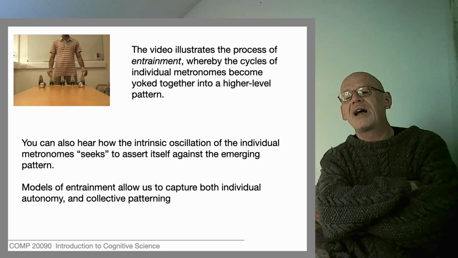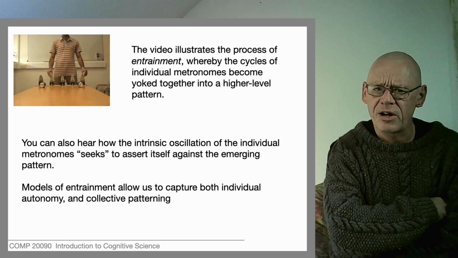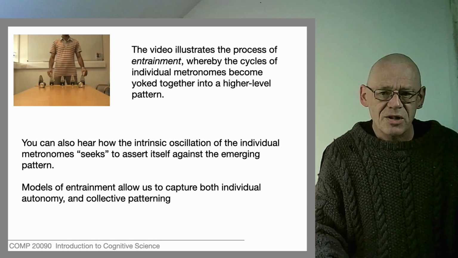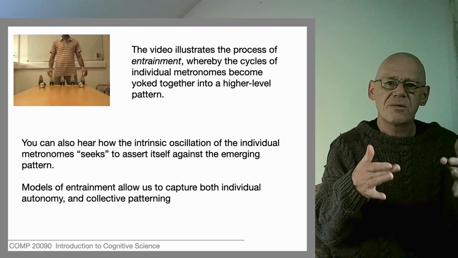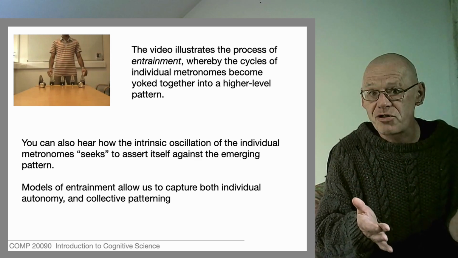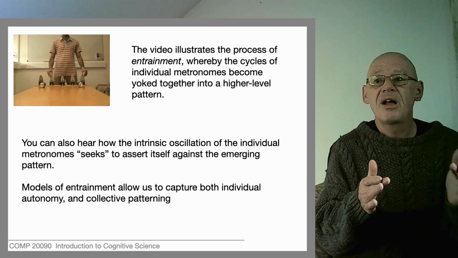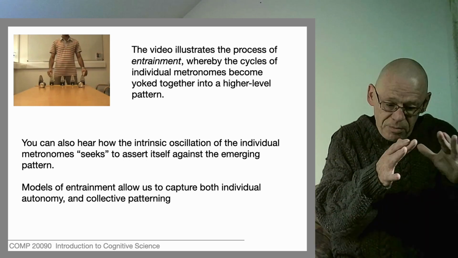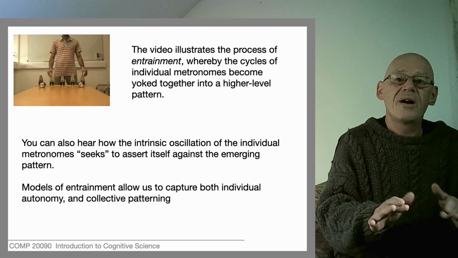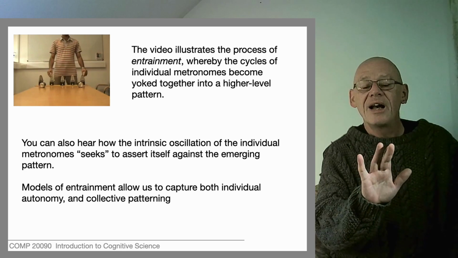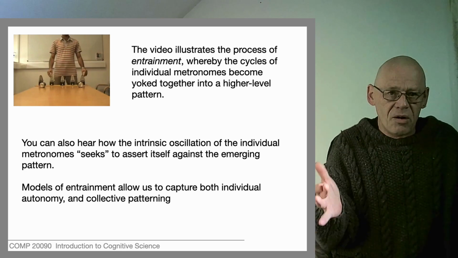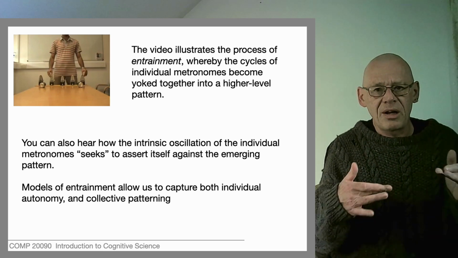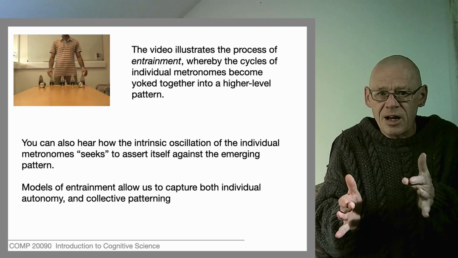This is something interesting that happens among oscillators and will be very useful in understanding limb coordination, which is that just because two things become coupled doesn't mean that they are slaves to each other. Each of them still has their own intrinsic tendencies. And so here we saw the autonomy of the individual metronome, as it were, constantly asserting itself against the emerging totalizing order of synchronization.